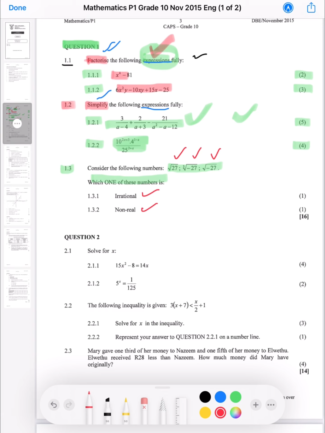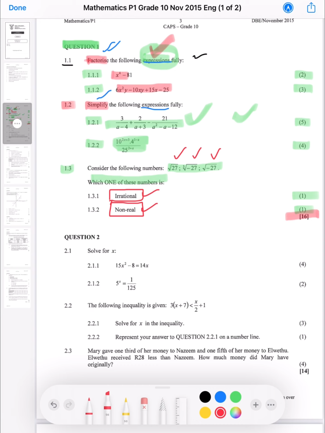So before you can answer that question, you should know and understand what is irrational and what is non-real. I was supposed to say non-real and not rational, so it's actually irrational and non-real. Very, very important, ladies and gentlemen, that you pay full attention. So 1 mark, 1 mark. If you correctly answer the question, can you see how many marks you get? So already you've got 16 marks in the pocket.